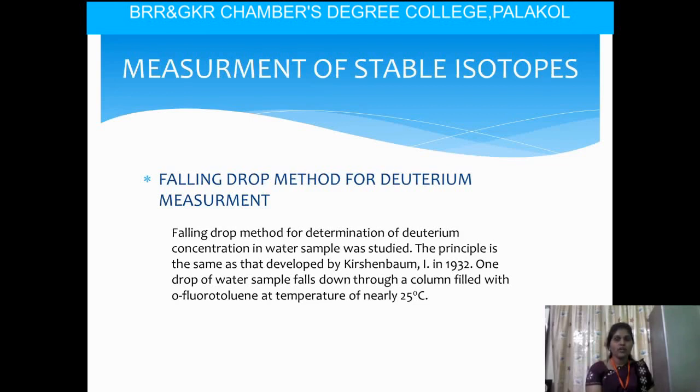Here we are going to measure deuterium by using the falling drop method. The falling drop method is used for the determination of deuterium concentration in water samples. The principle is the same as that developed by Krishnabam in 1932. Here we take a drop of water and immerse it in a column filled with fluorotoluene at a temperature of 25 degrees centigrade.